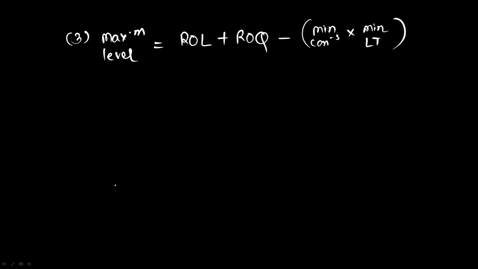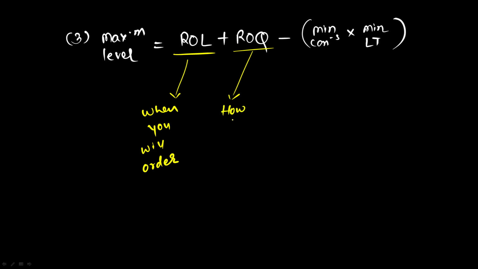All of you sitting in the class should be knowing difference between this and this. What is reordering level? It is when you will order, right? What is ROQ? How much you will order. The concept should be absolutely clear, right? I'll explain you what is the meaning of maximum level also. When we'll be taking data, we'll be using the formula and we'll be finding out maximum level.